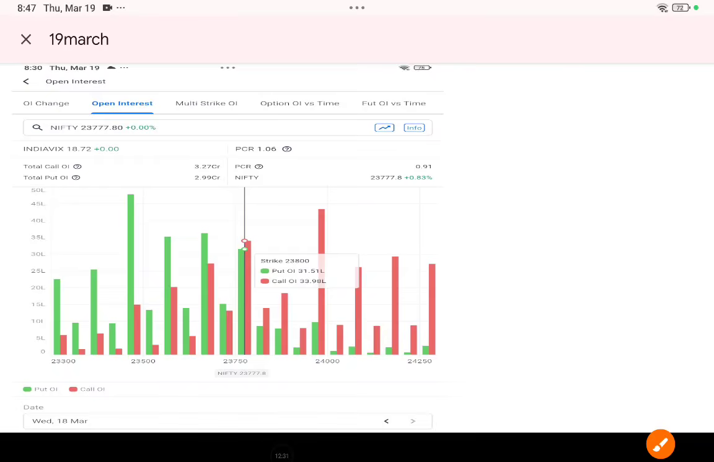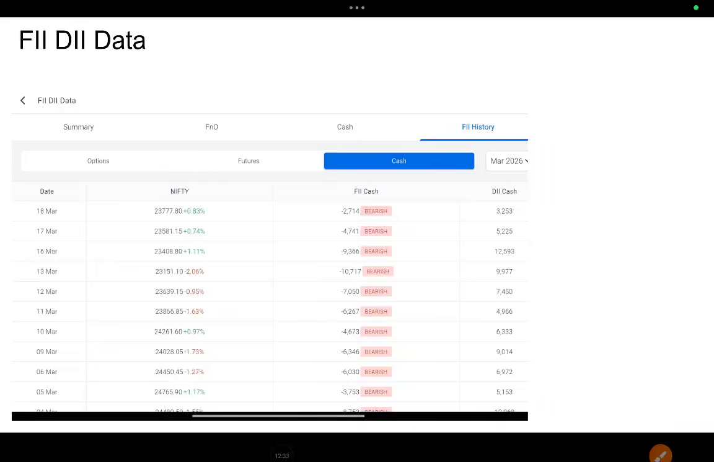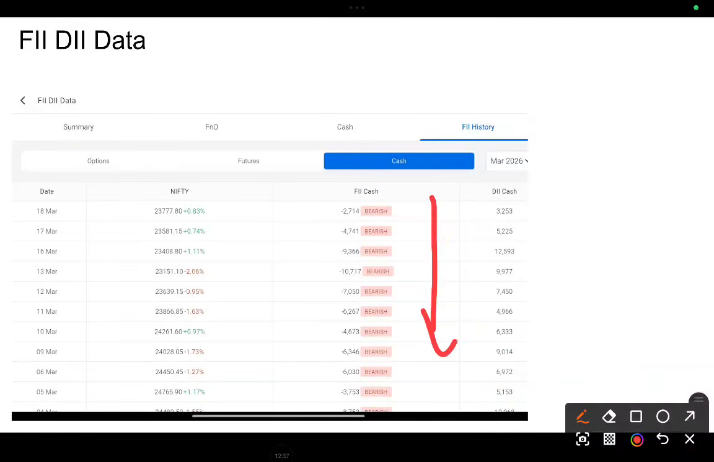All right, so moving ahead, FII data. Nothing new over here, guys. FIIs are still selling and DIIs keep buying.